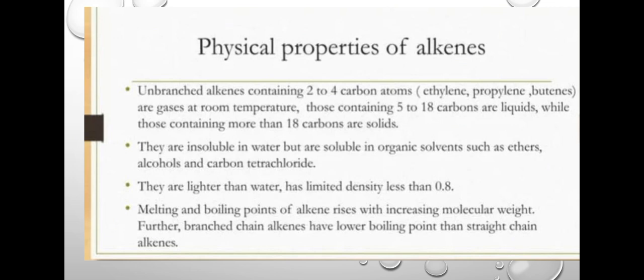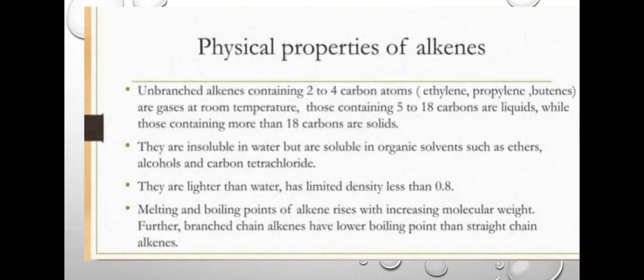Unbranched alkenes containing 2 to 4 carbon atoms, that is ethene, propene, butene, are gases at room temperature, and those containing 5 to 8 carbon skeletons are liquid, while those containing more than 18 are solids. They are insoluble in water but soluble in organic solvents such as ether, alcohols, and carbon tetrachloride. They are lighter than water, with a density of less than 0.8.